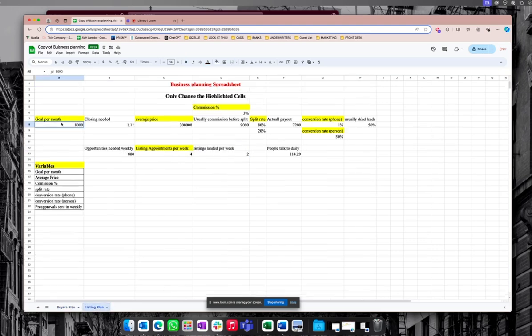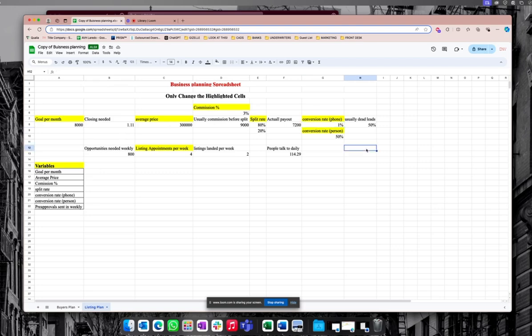Same thing for listings. Let's say you need to make 8,000 a month. The average home is 300,000. You're at an 80-20 split at 3%. That puts you at 1.1. Now there are 2 different things on the listings. I did it a little bit different.